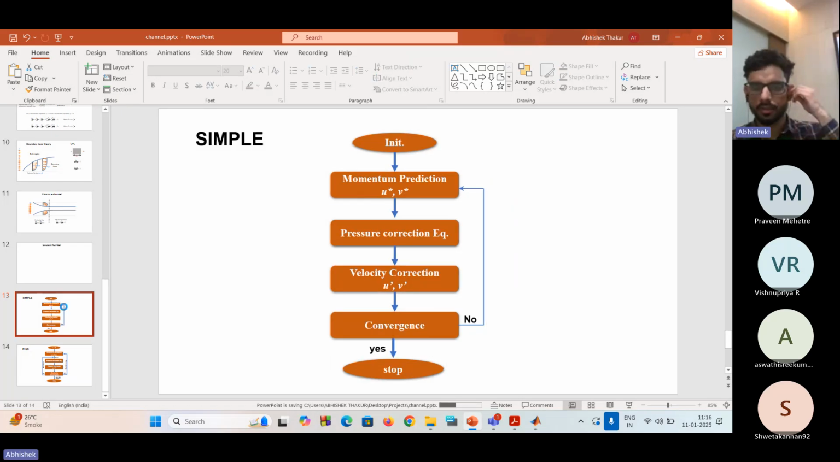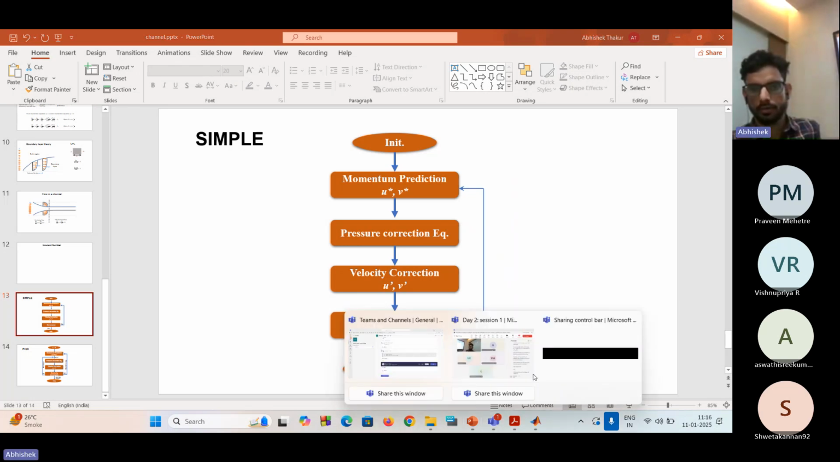Any question in this? Otherwise, Abhishek will come and, okay, fine. Abhishek's up.